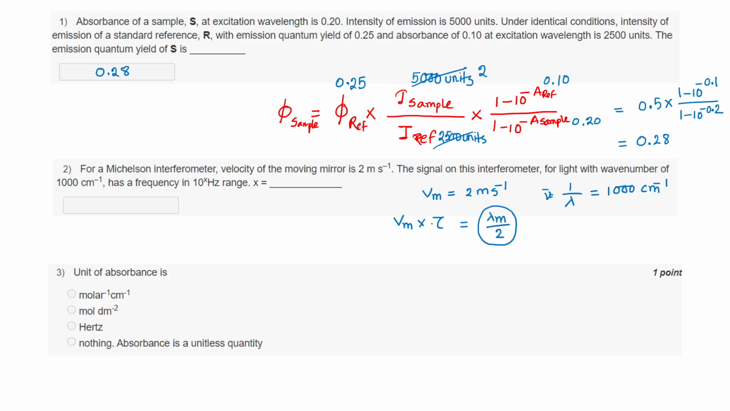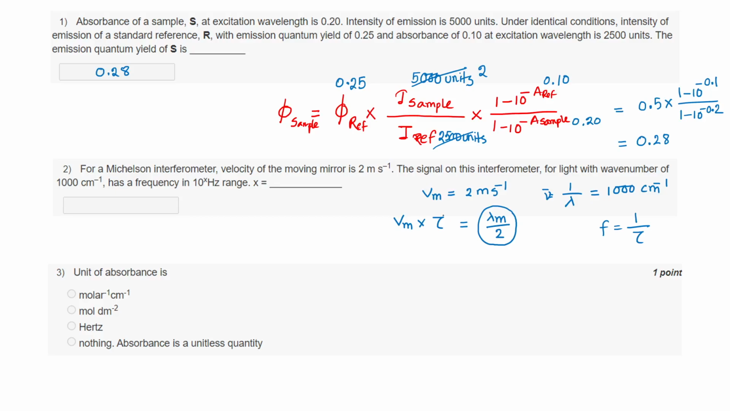Tau will relate to the frequency, right? Frequency is 1 by tau. So this is the frequency of the movement of the mirror, or of the instrument, I would say. And this lambda m has the information from the frequency of your light source. So that's how, using this Michelson interferometer, we modulate the frequency.